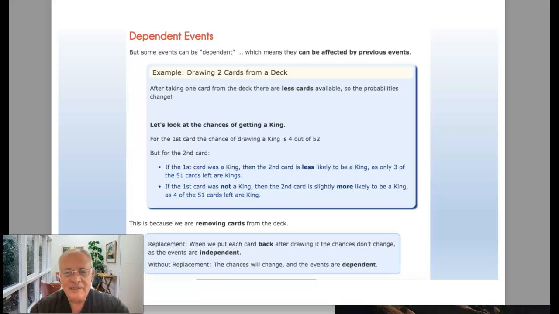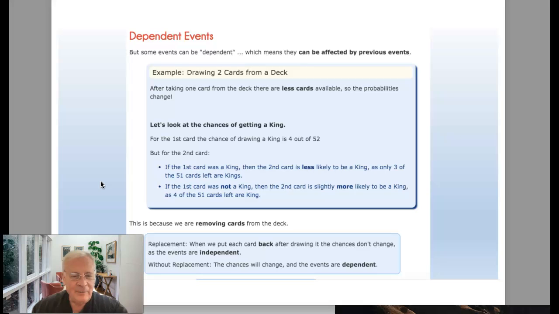Some events are dependent, which means one does affect the other. An event is affected by some previous event, like drawing 2 cards from a deck. Because for the second choice, there are fewer cards in the deck. It changes the probability. The chance of choosing a king, if the first card is a king, the chance of choosing a king the second card is a lot lower, because you already took one out. But if the first card is not a king, the chance of choosing a king the second time is a little bit higher, because you're only choosing out of 51 cards instead of 52.